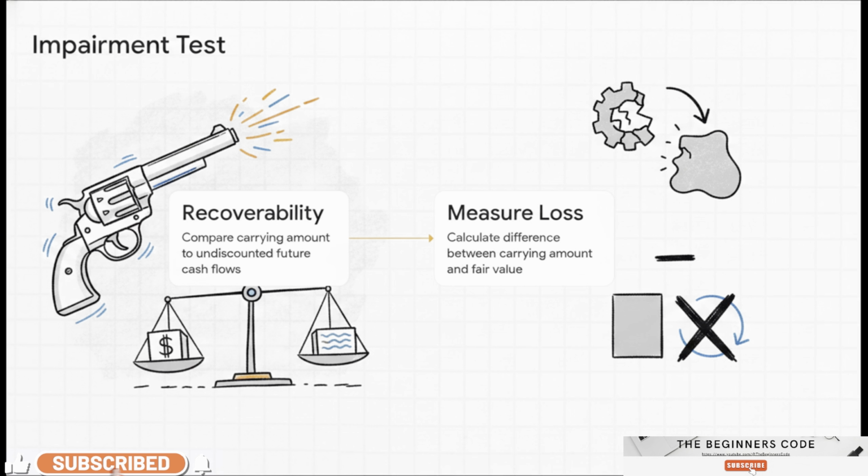And listen, here is a massive detail you need to remember. Unlike IFRS, US GAAP completely prohibits reversing an impairment loss once it's been recognized. Actually, there's no going back. Once you write it down, it stays down.